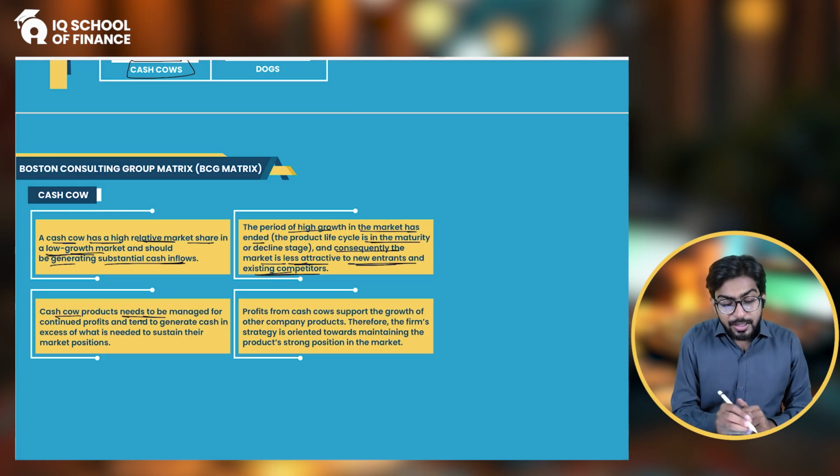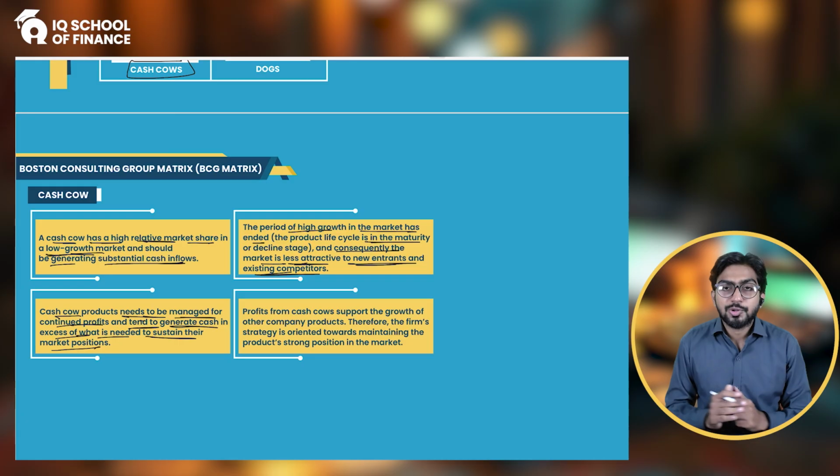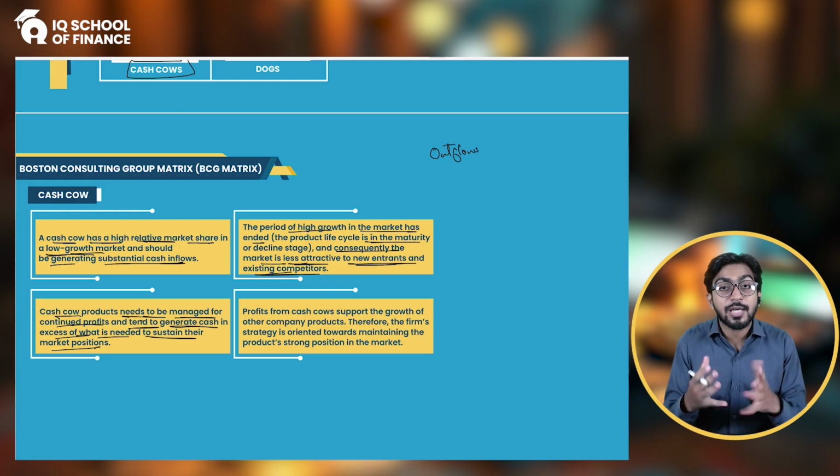Cash cow products need to be managed for continued profits and tend to generate cash in excess of what is needed to sustain their market position. It means that you are going to have outflows as well. It doesn't mean that you are not going to incur any cost. You will incur the cost, and the purpose would be to defend your market share, because you have a high market share.